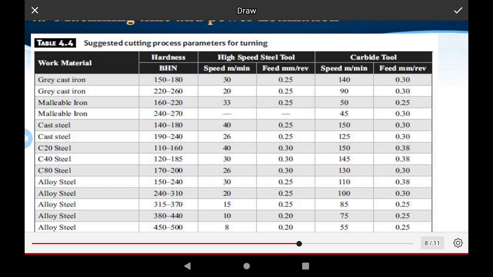0.25 per revolution, and the carbide tools are also used in this material operation, provided with a speed of 50 meter per minute, with the fixed feed rate of 0.30 per revolution.